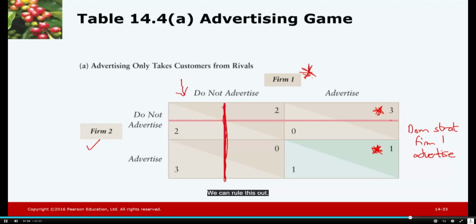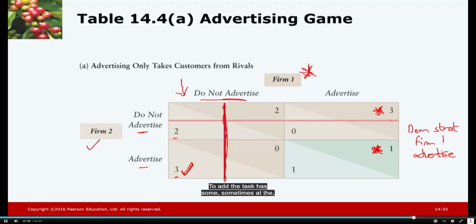We're going down here. Given that firm one, you can put your hand over the second column and ignore that while you look here. Given that firm one is not advertising, what is firm two's best response? To not advertise and earn 2 million, or to advertise and earn 3? This is clearly more, so it's going to advertise.